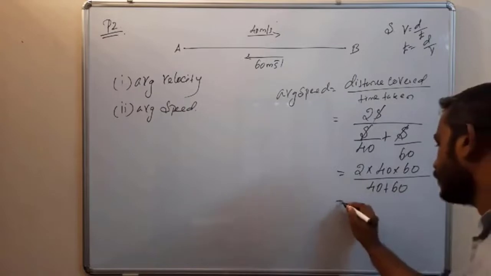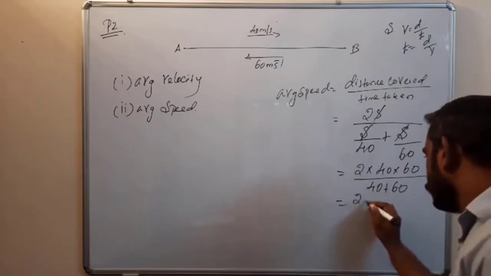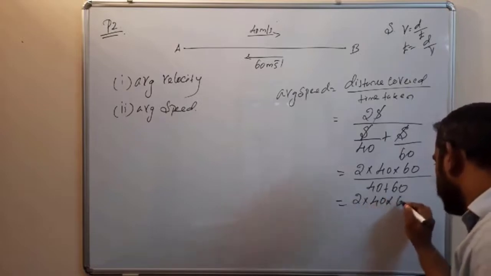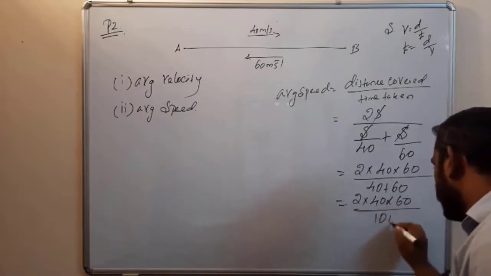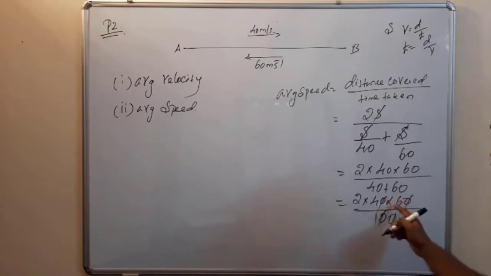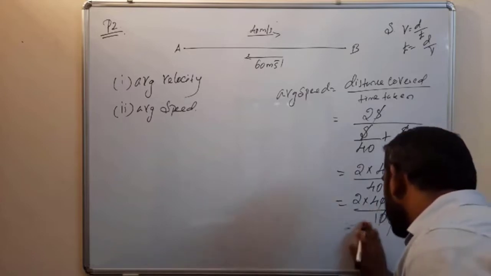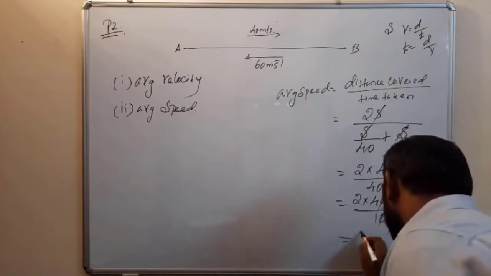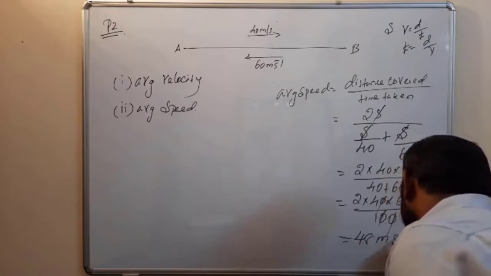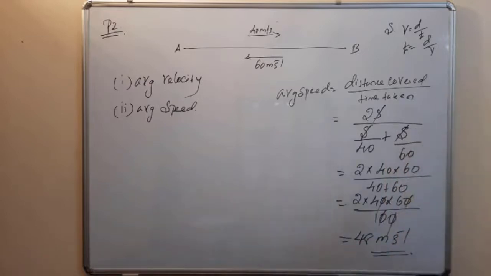So that's equal to 2 into 40 into 60 divided by 100. 0 0 cut, 0 0 cut. 6 4s are 24. 24 into 2, that is 48. So that's equal to 48 meter per second. That is the average speed.